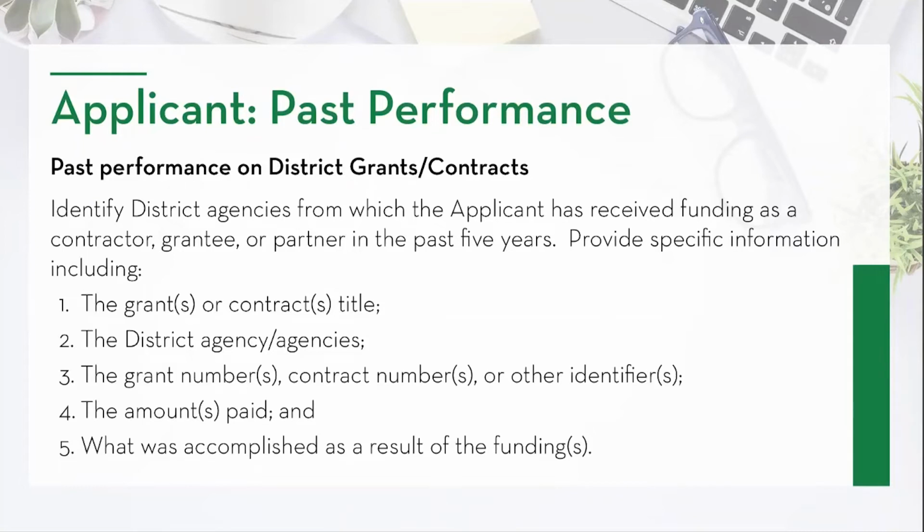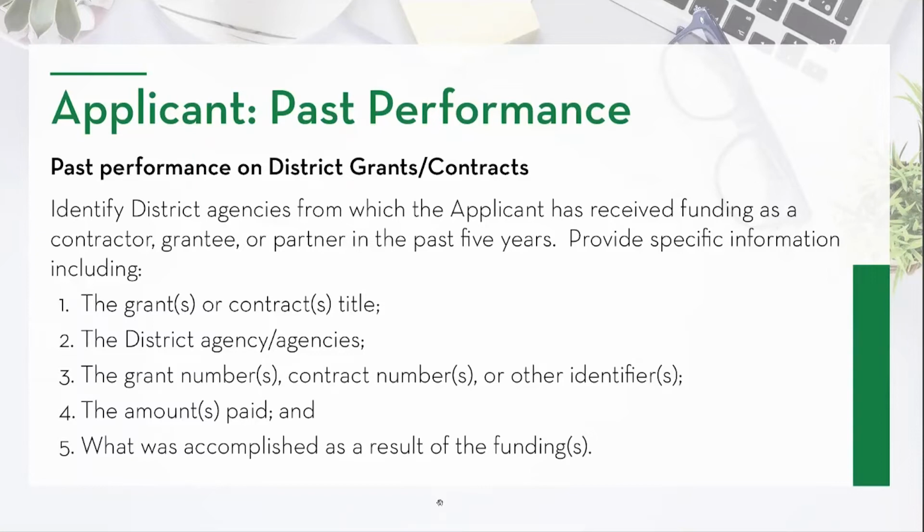Next, the DOEE RFA asks that you identify district agencies from which the applicant has received funding as a contractor, grantee, or partner in the past 5 years. Provide specific information, including the grant or contract's name, title, the district agency or agencies, the grant number, contract numbers, or other identifiers, the amounts paid, and what was accomplished as a result of funding.